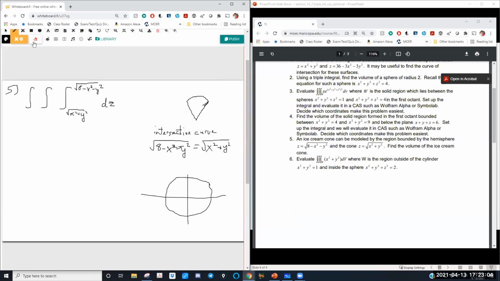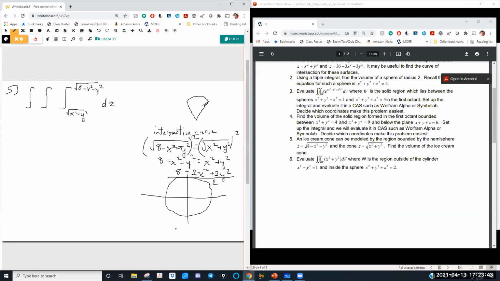Let's make sure we have enough room there. All right, so first thing we would do in solving this, let's go ahead and square both sides, get rid of those radicals. So we end up with 8 minus x squared minus y squared equals x squared plus y squared. And we'll add the x squared and y squared over to this side. So that's going to give me 8 equals 2x squared plus 2y squared. And then we'll divide everything by 2.